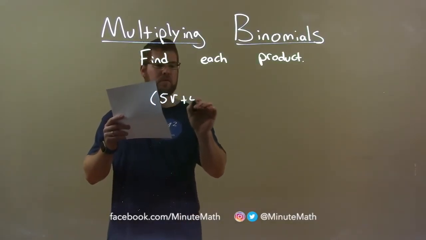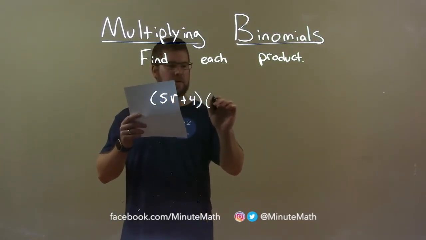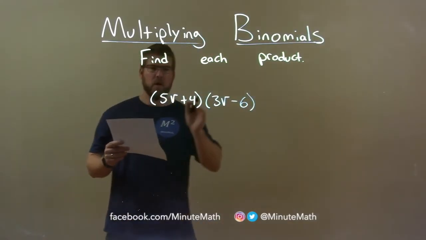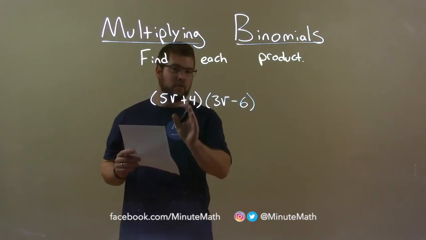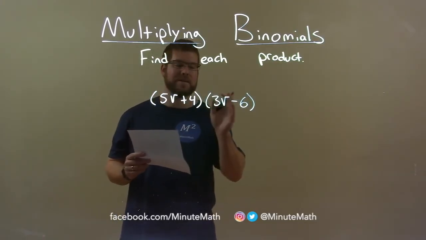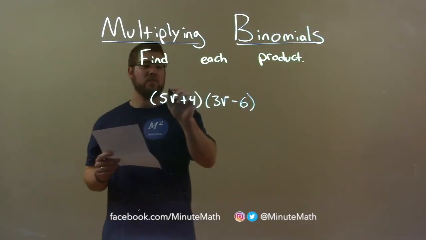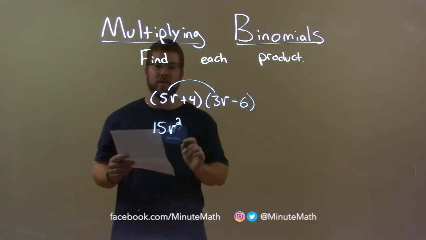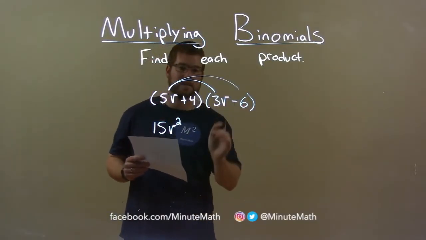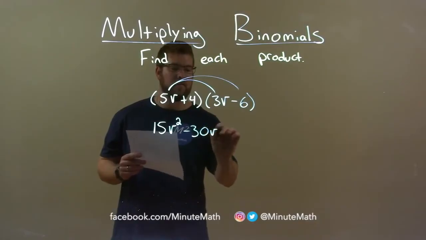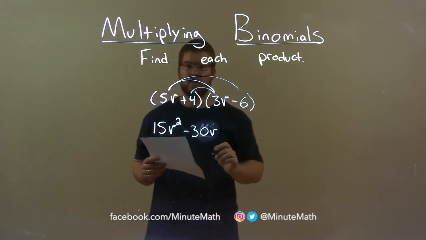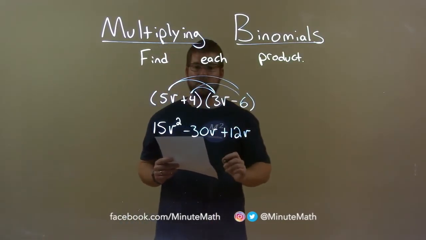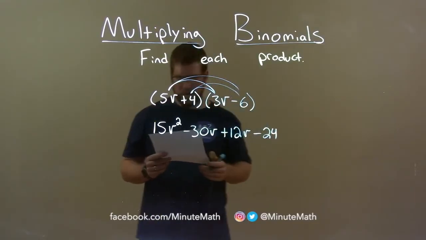5v plus a 4 multiplied by 3v minus a 6. Well, we first want to take all parts of our first parenthesis and multiply by all parts of our second parenthesis. So 5v times a 3v is a 15v squared. 5v now times a minus 6 is a minus 30v. 4 times 3v is a 12v. And 4 times a minus 6 is a minus 24.